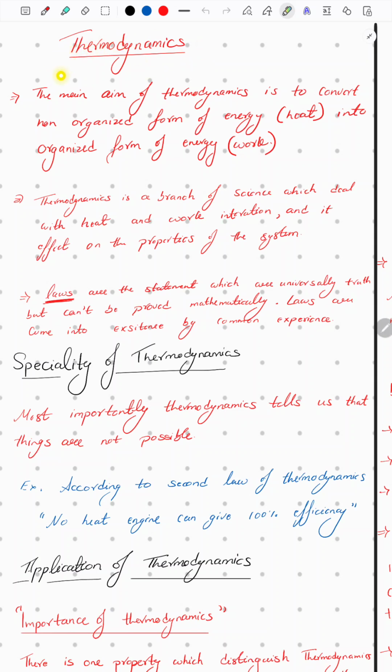Okay, thermodynamics. So the name suggests therm means heat, and dynamics is like flow of heat. So we'll not discuss that right now. What we will discuss is, engineering wise, what is the definition which is very fit for thermodynamics. The definition is that the main aim of thermodynamics is to convert non-organized form of energy, heat, into organized form of energy. Now, what is organized form of energy?